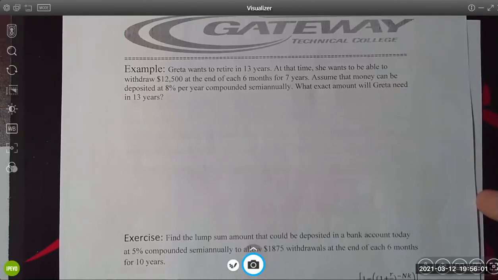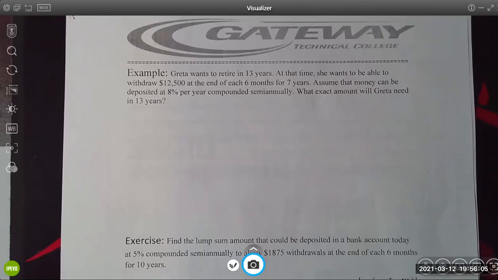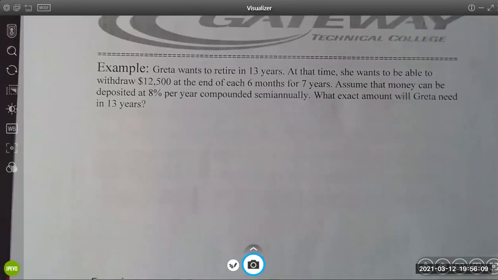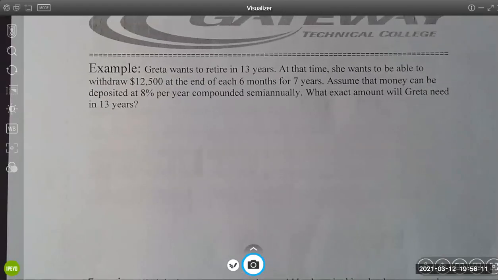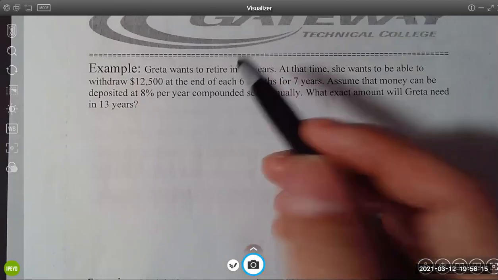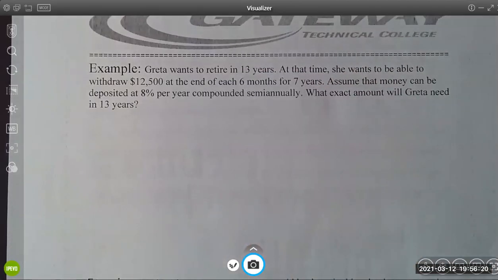Now, I use this example because there's a common mistake in doing this kind of problem. The common mistake is that sometimes people use the wrong time for that n in the formula. In this case, we have 13 years, we have 7 years. Which one should we use?